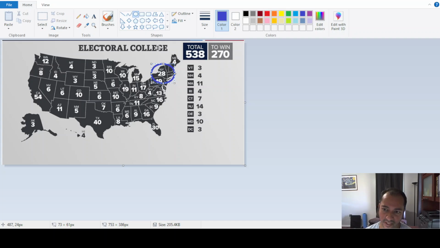Now, similarly, for example, let's say in Texas, where we have 40 electoral votes assigned, if the majority goes to the Republican Party, then the Republican Party's electors get the majority, and they will assign all these 40 votes to the Republican candidate's presidential nominee.